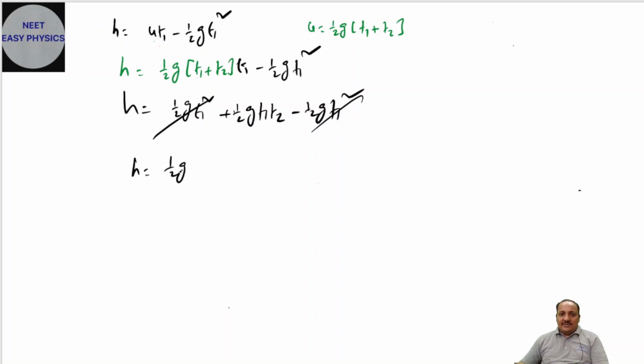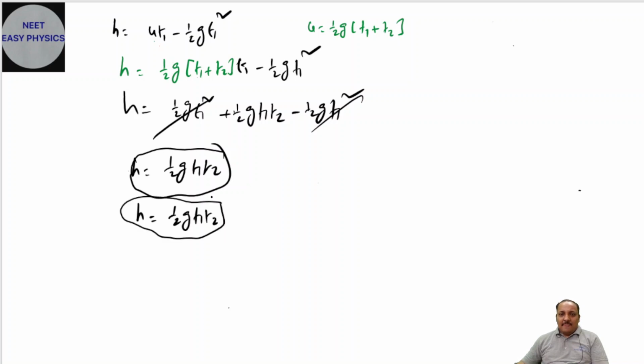If you observe the previous one, what we said: an object is thrown upwards from the top of the tower, an object is thrown downwards with initial velocity u, an object is dropped with zero initial velocity.